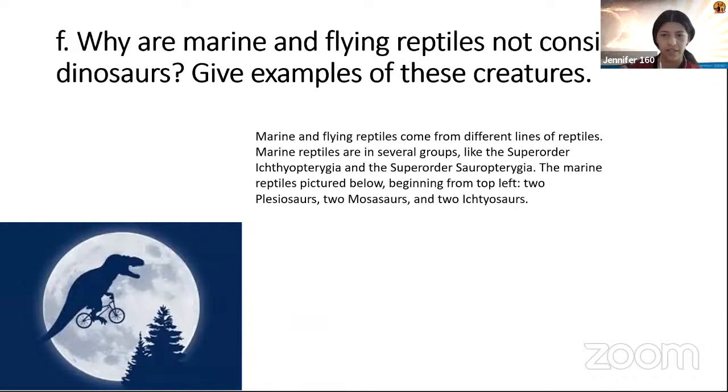Why are marine and flying animals not considered dinosaurs? Give examples of these creatures. Dinosaurs are properly those animals included in the superorder Dinosauria, a group of terrestrial reptiles characterized by their stance, by stronger ankle and knee joints, and antorbital and mandibular fenestrae. Marine and flying reptiles come from different lines of species.